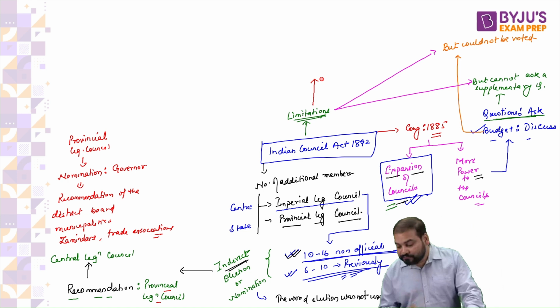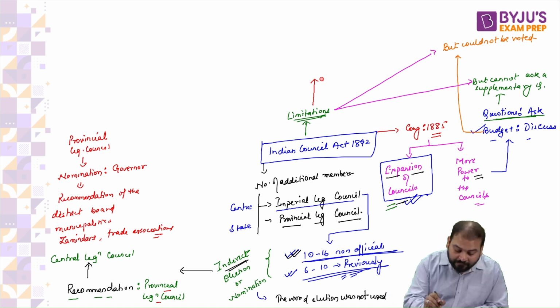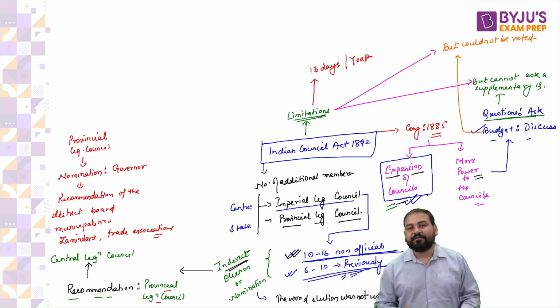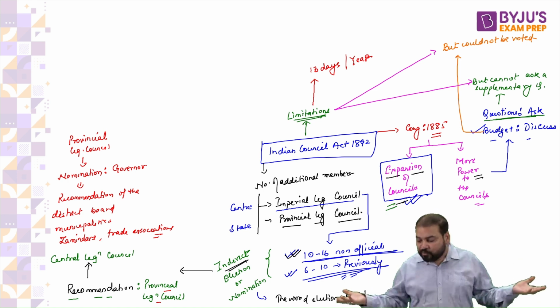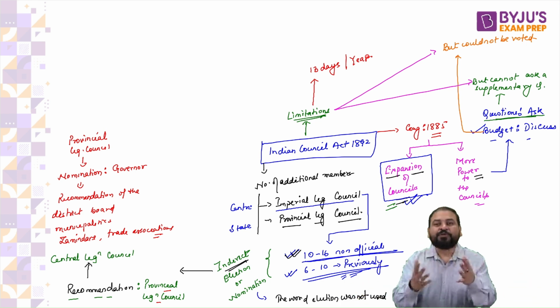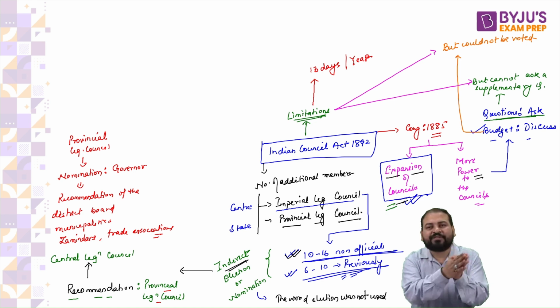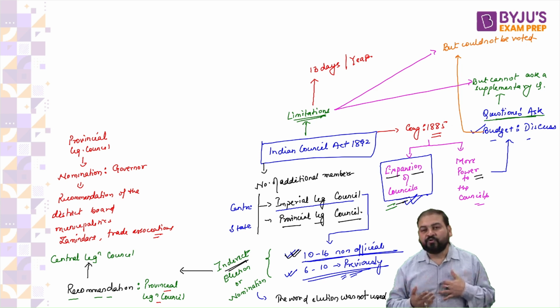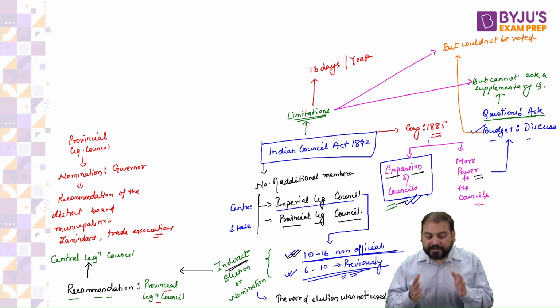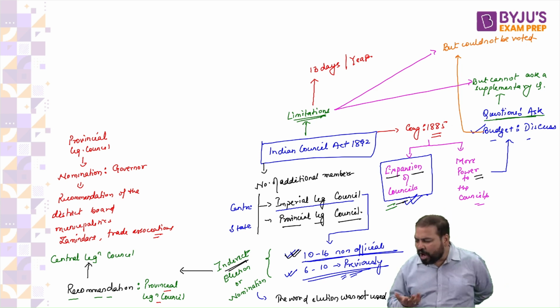This body, on an average, used to meet 3 days in a year. Everyone, do you think it is a limitation? Absolutely, it is a limitation. Everyone, you tell me now, if Lok Sabha only meets for 13 days in 1 year, what can they do? All of you tell me. On an average, in 13 days, how much work will you do in these councils? Nothing.